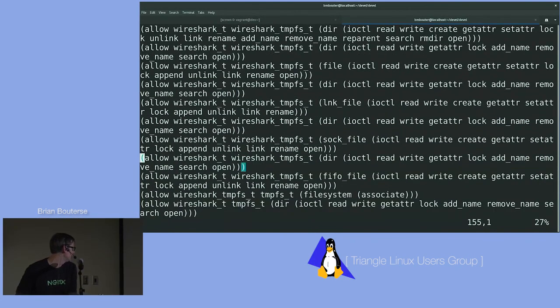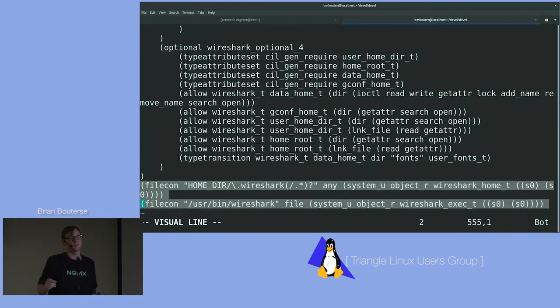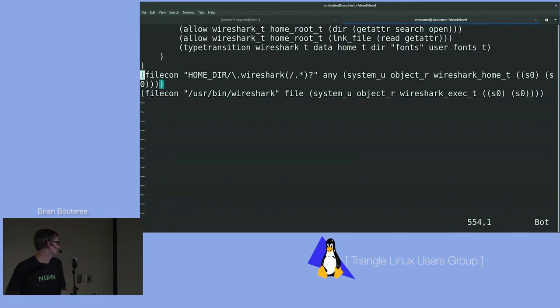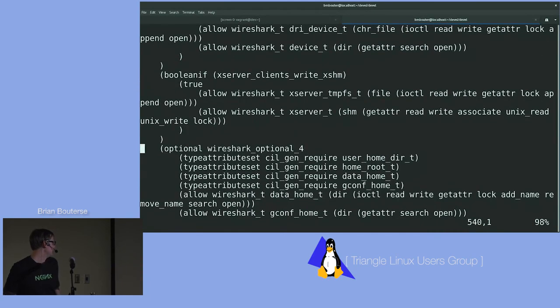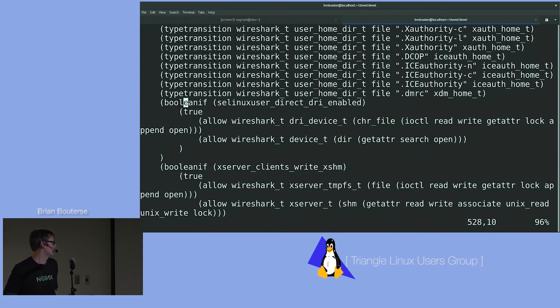If you go to the bottom, CIL puts the file contexts at the bottom of the output format. So this is just like the FC files that we looked at earlier. We can see whether they have the right label, or what the expected labels are. CIL will tell you that. And then just a little bit further up are the Booleans. For instance, there's this Boolean called xserver_clients_write_xshm. I don't know what that does, but it's a Boolean that you can enable with setsebool.